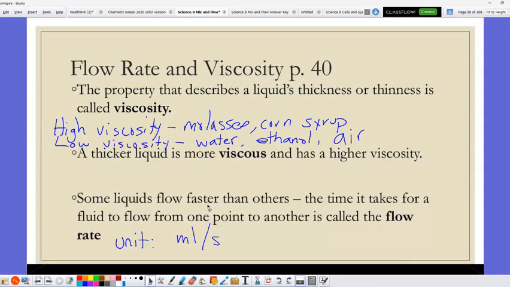The property that describes a liquid's thickness or thinness is called viscosity. Things that have high viscosity are like molasses and corn syrup, and some things have low viscosity, like air and ethanol. A thicker fluid is more viscous and has a higher viscosity, and some liquids will flow faster than others. The time it takes for fluid to flow from one point to another is called flow rate, and the units are how many mL flow per second.